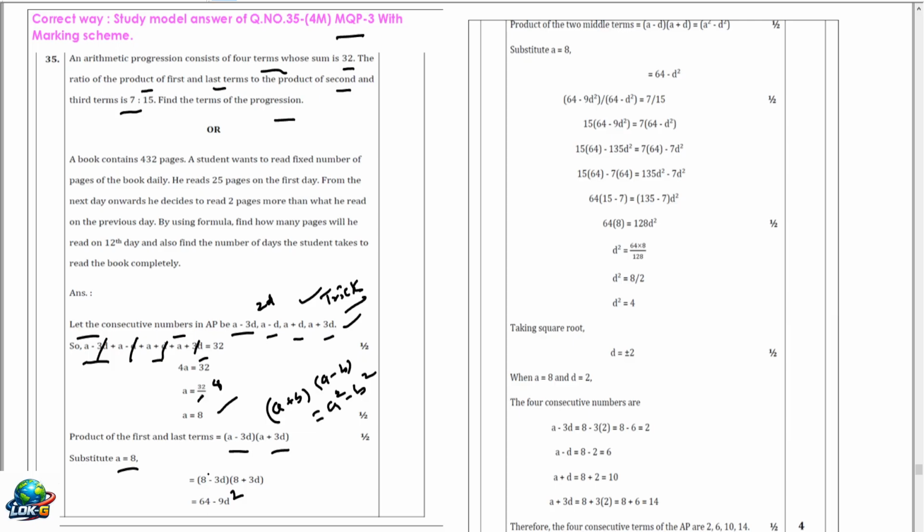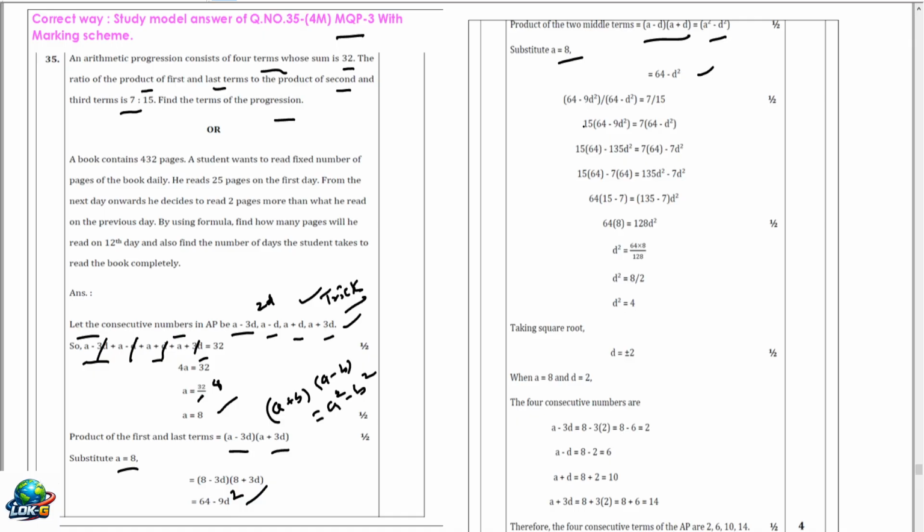Are you getting me? The ratio of the product of the first and the last term to the product of the second and third term, you have to find out. Product of the second and third term, the middle terms. They are also in the form of A plus D, A minus D, A square minus D square. Put A is equal to 8, 64 minus D square. Take the ratio. 64 minus 9D square we got here, and now we have 64 minus D square. This ratio is 7 by 15.